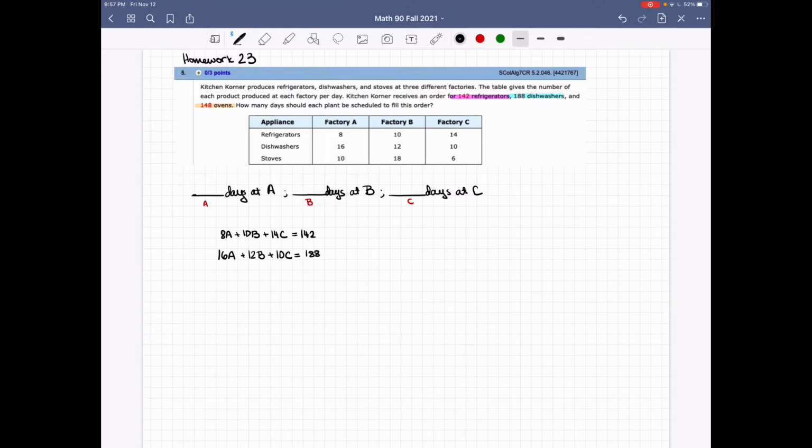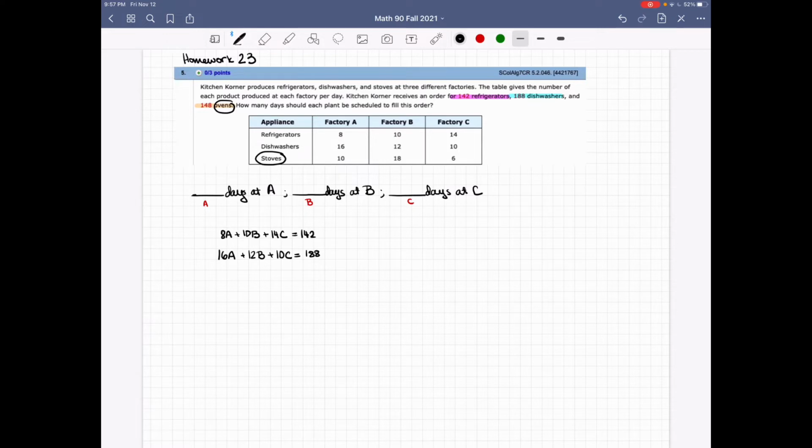And then last but not least, I've got my ovens. This is a problem where the wording is a little bit confusing. We are to assume that the word stove and the word oven mean the same thing. I wanted to make sure to do this problem with you so that that confusion was spelled out.